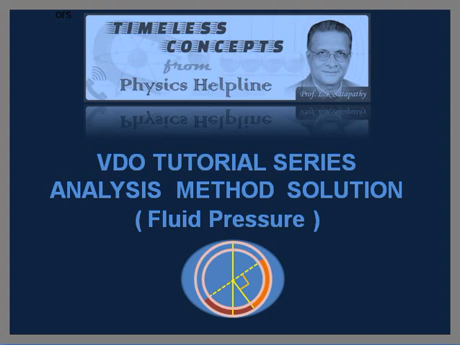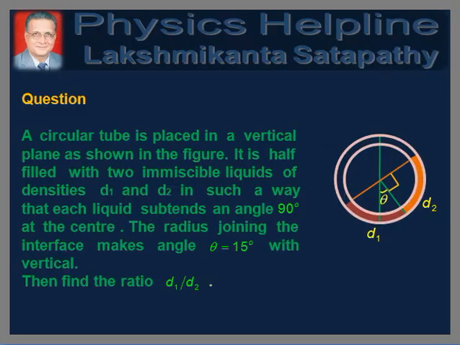tube. The question is as follows. A circular tube is placed in the vertical plane as shown in the figure. It is half filled with two immiscible liquids of densities d1 and d2 in such a way that each liquid subtends an angle 90 degrees at the center. The radius joining the interface makes angle theta equal to 15 degrees with vertical. Then find the ratio d1 by d2.